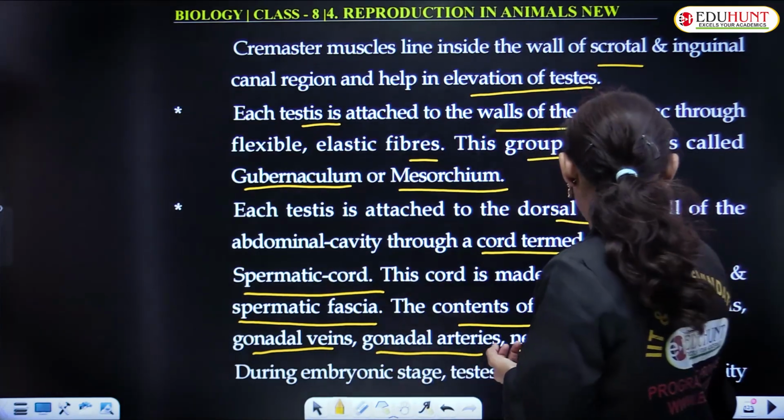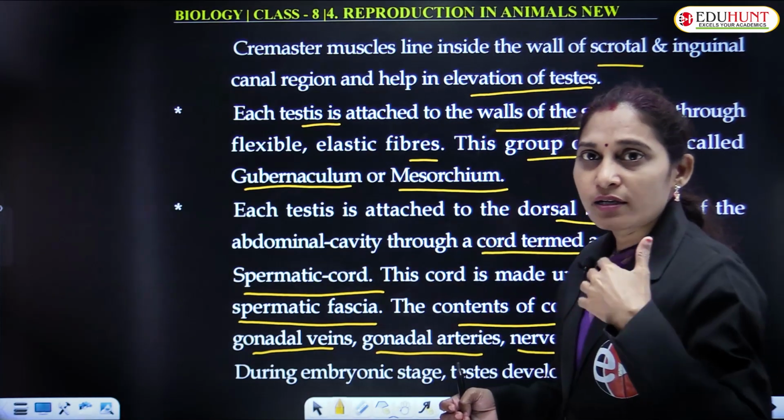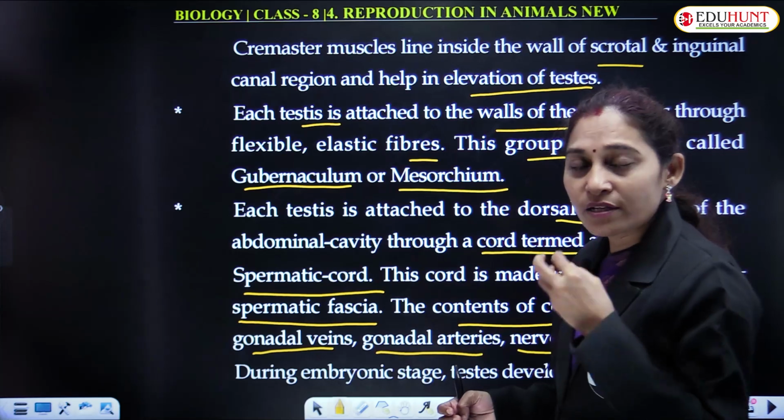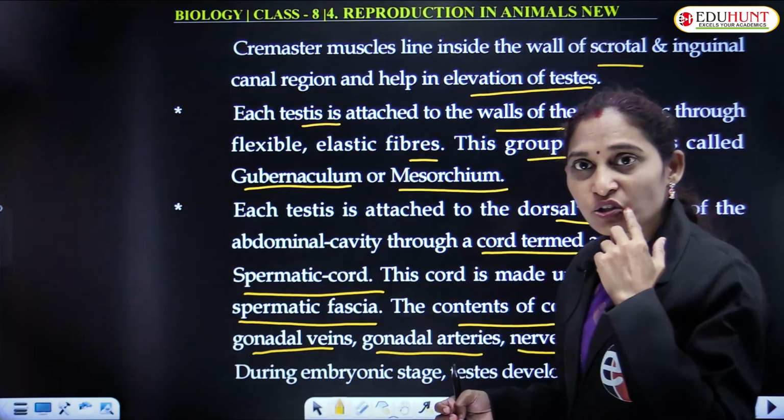And during the embryonic stage, that is after fertilization, while the individual is yet to form.